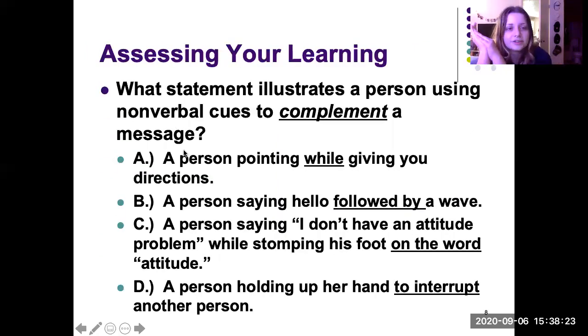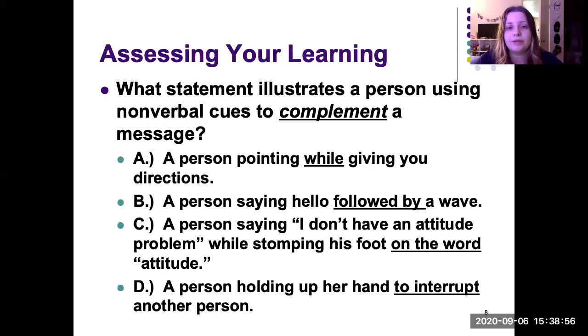So this is just a sample question. I'm going to leave it up here. What statement illustrates a person using nonverbal cues to complement a message? Is it a person pointing while giving you directions? Is it a person saying hello followed by a wave? A person saying, "I don't have an attitude problem," while stomping his foot on the word attitude? Or a person holding up her hand to interrupt another person?